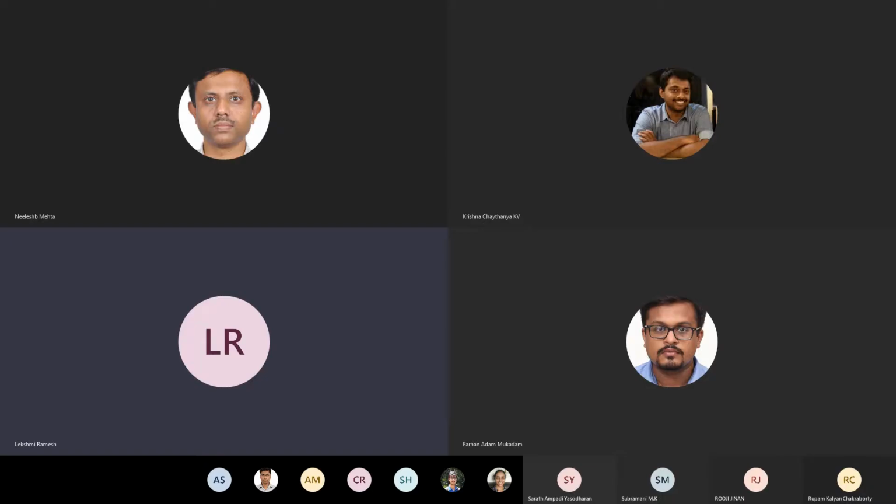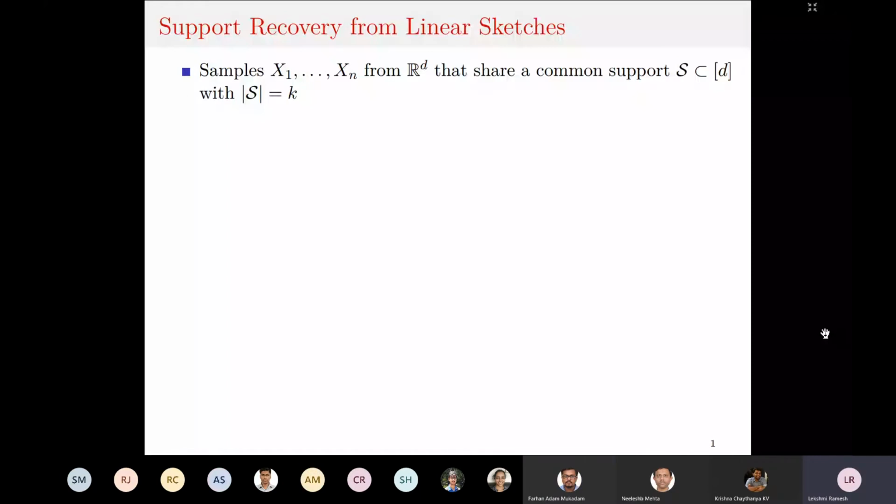So basically, I'll be explaining this problem of support recovery. The first part of the talk would be more like a background, and in the second part of the talk, I'll get into this problem. But first, I would like to start by explaining the problem, and then I'll move on to the background part.